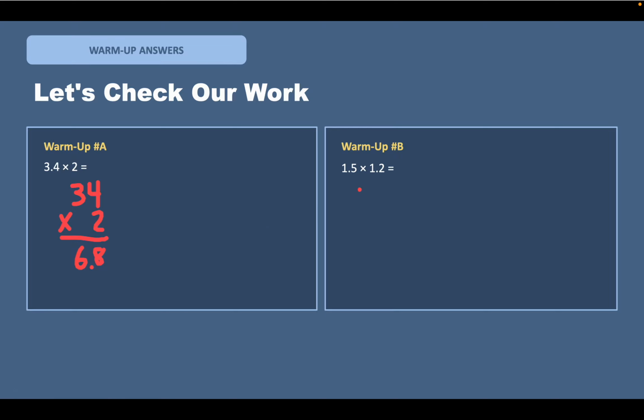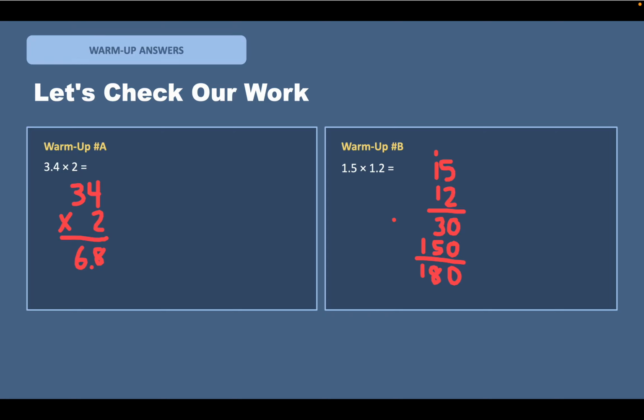And in the next one, again, we're going to multiply as if these were whole numbers first, and then we'll put in our decimal point after. So 2 times 5 is 10. Carry the 1. 2 times 1 is 2, plus 1 is 3. Then we have a placeholder 0 there. 1 times 5 is 5. 1 times 1 is 1. Add these together. We have 180.